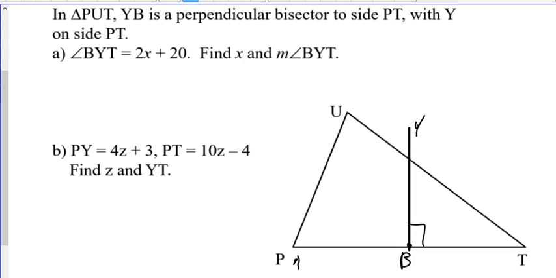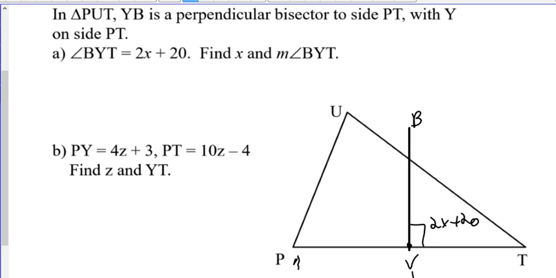Oh, it says Y is on side PT. I did not pay attention, so I apologize for that. Pay attention to the details. Y is on the side. There you go. Now it says angle BYT is 2x plus 20. So this angle right here is 2x plus 20.